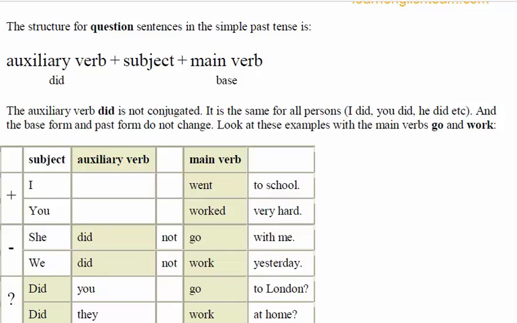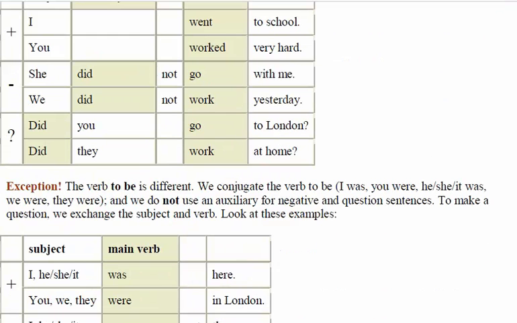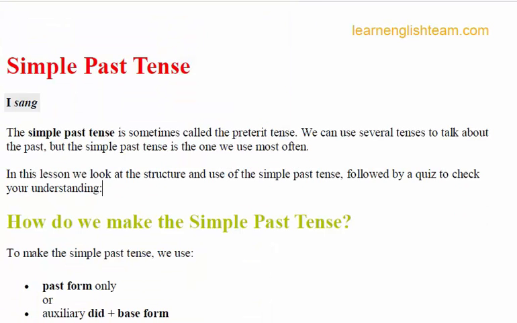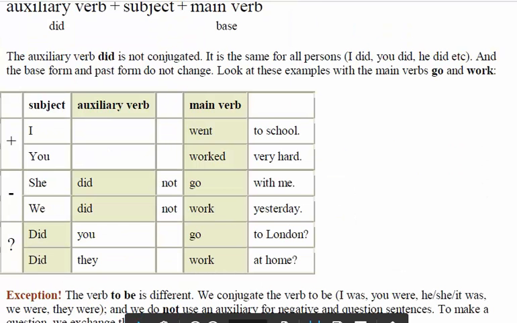Let's have some examples of the three types of sentences: positive, negative and interrogative. So in positive sentences, there is no auxiliary verb. I went. What is the second form or the past of go? It is went. I went to school. You worked very hard. What is the second form of work? It is worked.